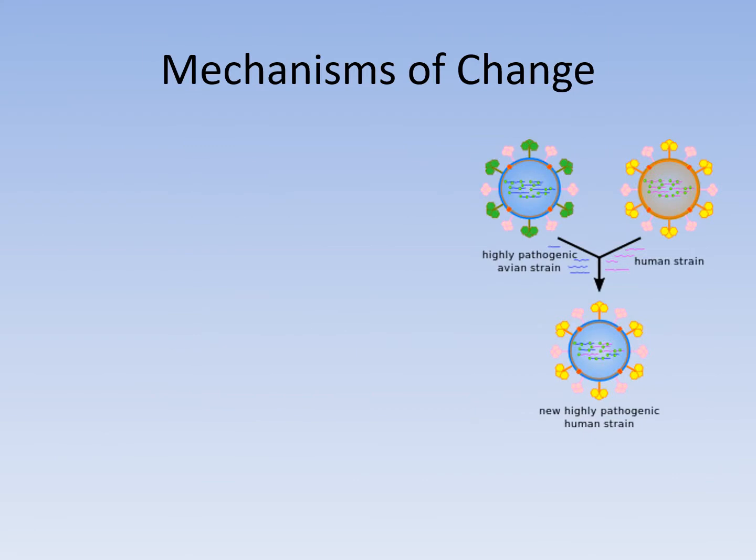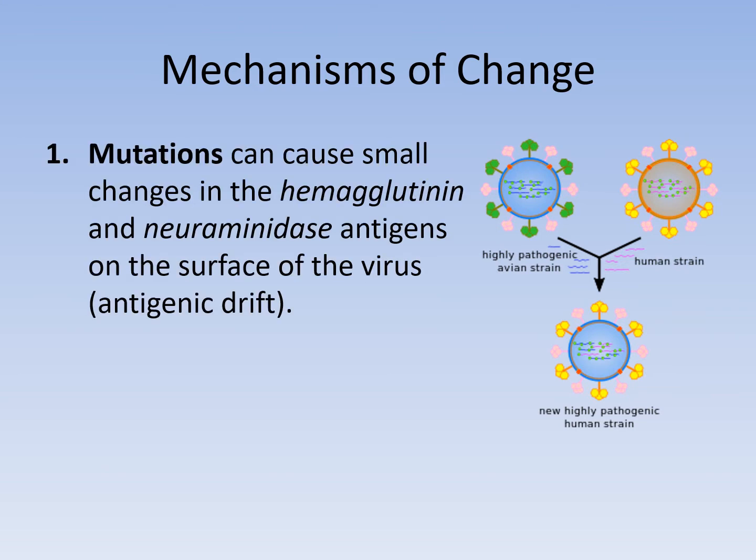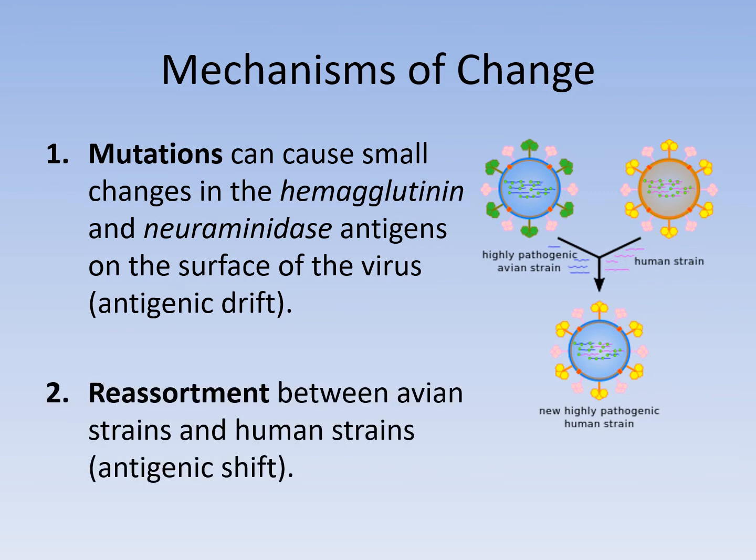So how does the influenza virus keep changing from season to season? Well, there are two mechanisms. One is mutations. So basically, you can get mutations in the genes that encode for hemagglutinin and neuraminidase antigens on the surface of the virus. That's called antigenic drift. More commonly, we see what's called reassortment.